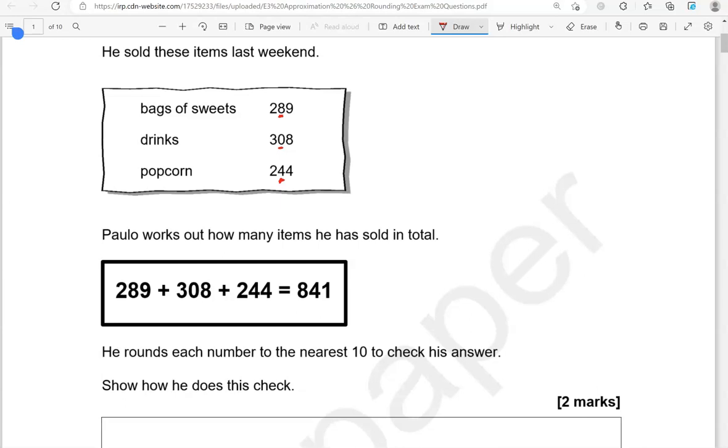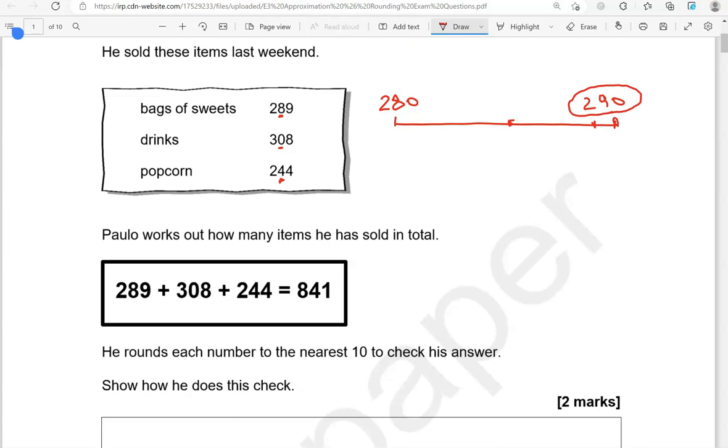So 289, that is in between 280 and 290. Which one is it closer to? So 285 will be about here, 289 will be very close to 290. That's why it's rounded to 290, not 280.